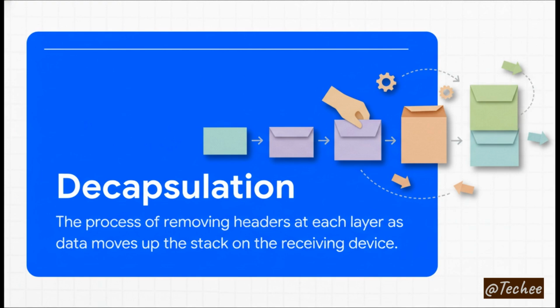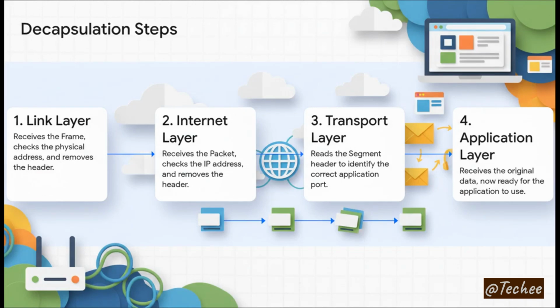As the data arrives and starts moving up the layers on the receiving computer, each layer reads its specific header, rips it off, and passes the contents up to the next layer in the chain. Let's follow it up the ladder. First, the link layer gets the frame and checks the physical address. Looks good? It strips its header off and passes the packet up.